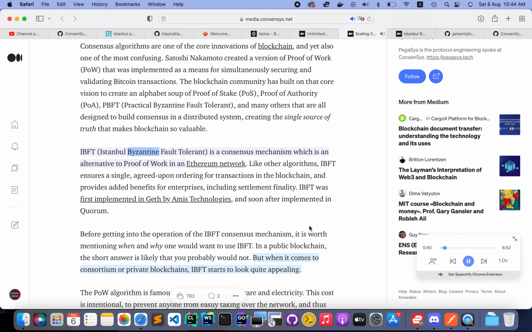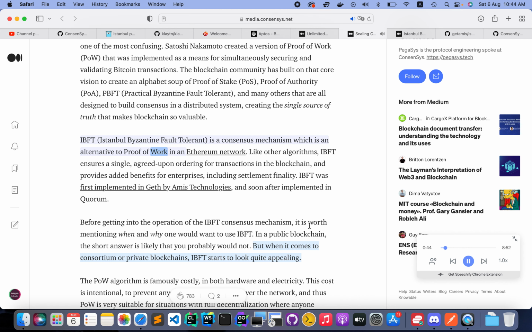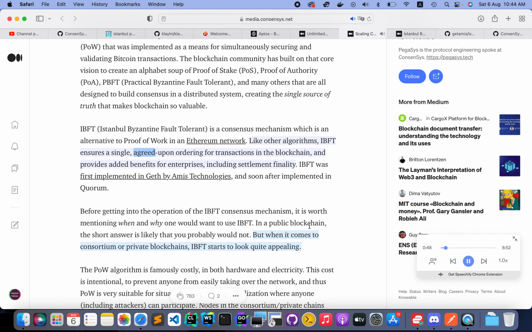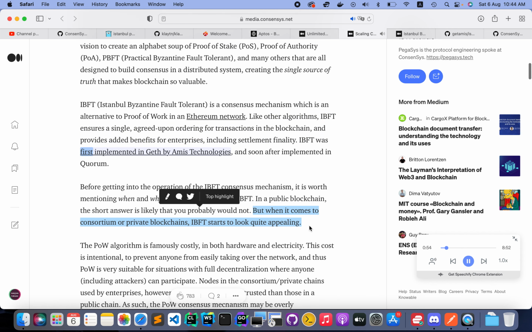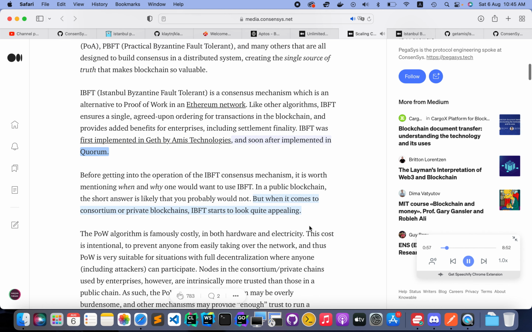IBFT, Istanbul Byzantine fault tolerant, is a consensus mechanism which is an alternative to proof of work in an Ethereum network. Like other algorithms, IBFT ensures a single, agreed upon ordering for transactions in the blockchain, and provides added benefits for enterprises, including settlement finality. IBFT was first implemented in Geth by Amis Technologies, and soon after implemented in Quorum.